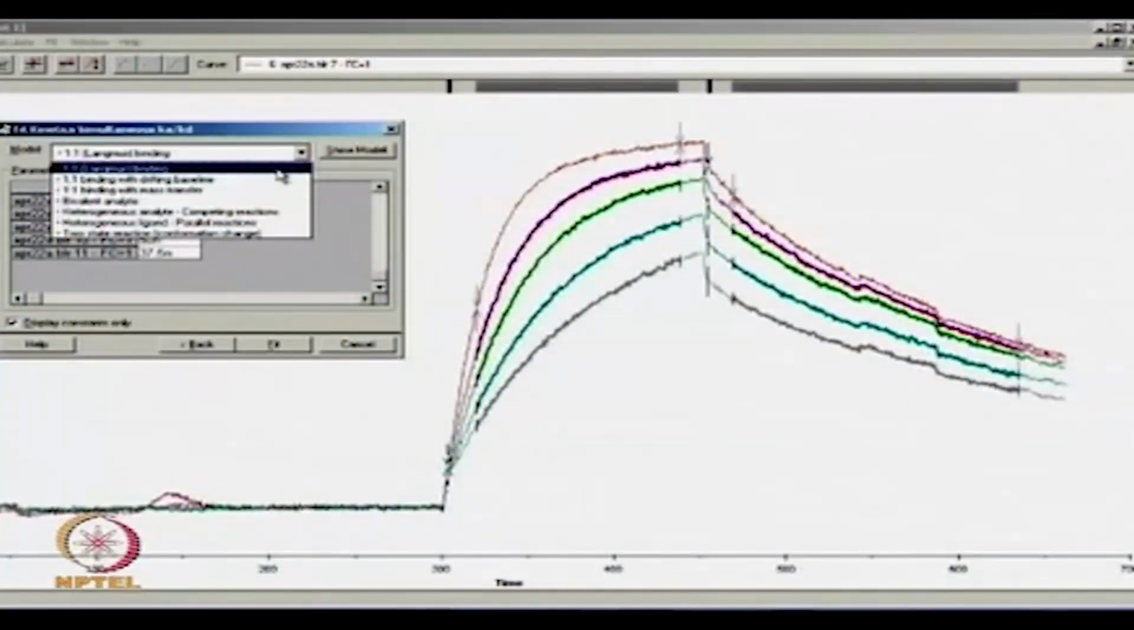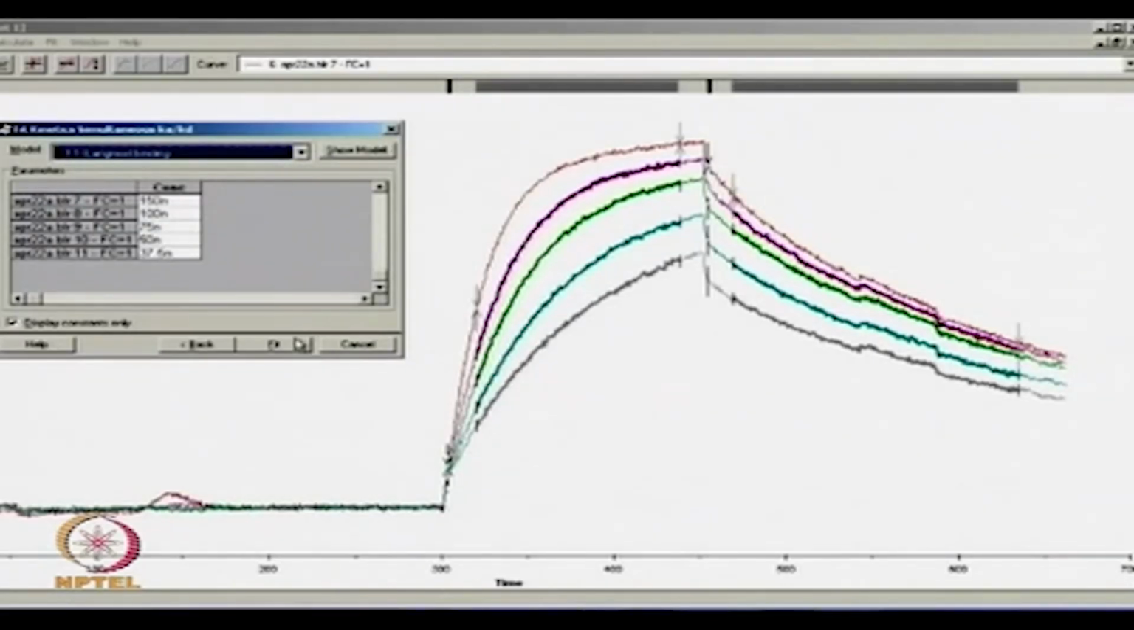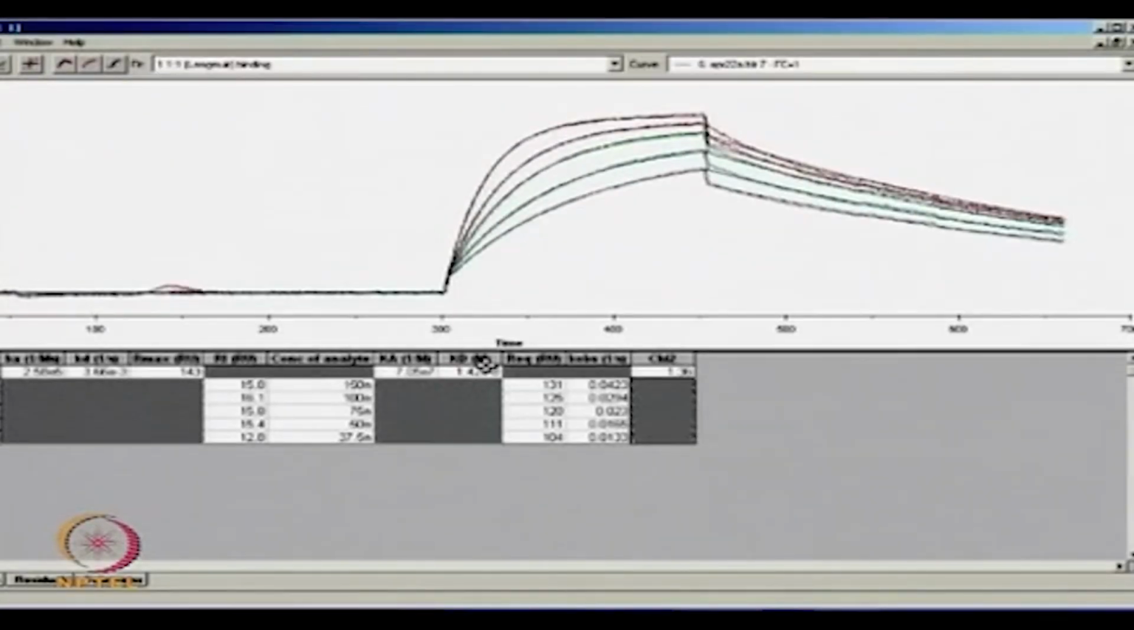It could be a heterogeneous ligand. So depending on the model you choose, you choose the model that you want here, and then you say fit. What happens is curves get fit and the results are thrown up. So your K on and K off are displayed here. It's as simple as that.